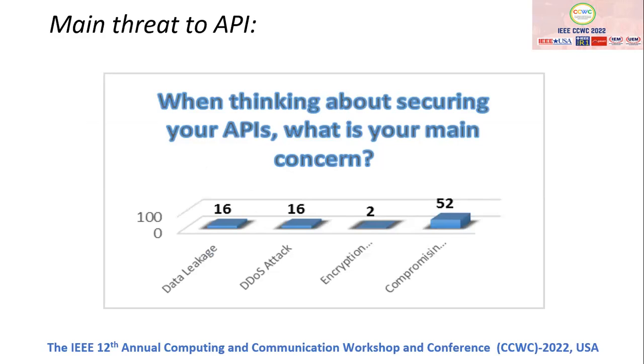What are the main concerns for API security? 52% mostly responded compromising the system. They are concerned about compromising the system, and 16% think data leakage can be the major concern for API security in the banking industry.